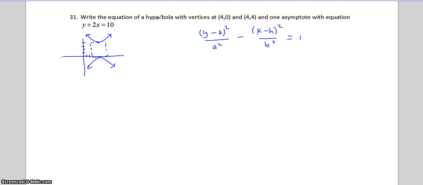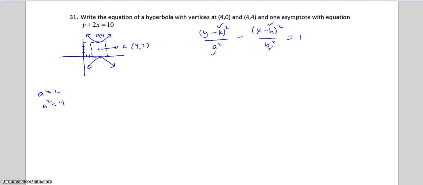So what information do we have here? Well, we know that the center has to be between the two vertices. So right there, we're given our center is going to be 4, 2. So we have k, we have h. We know the distance from the center up to this vertex has to be 2. Right? We're at 4, 2 here. We're going up to 4, 4. That's going to have to be 2. So we know that a equals 2, a squared equals 4.